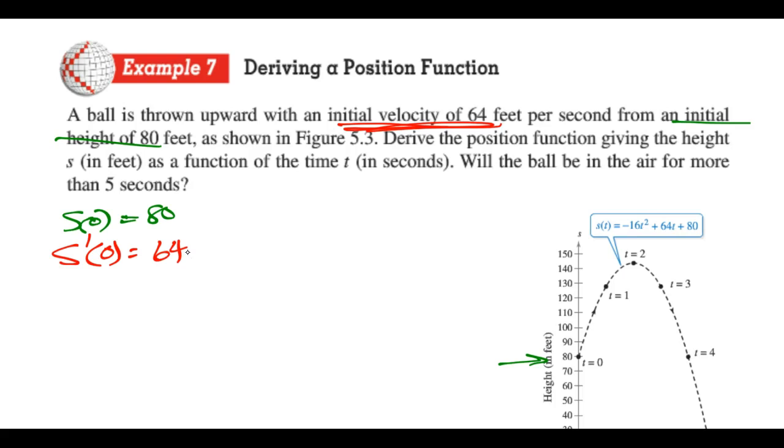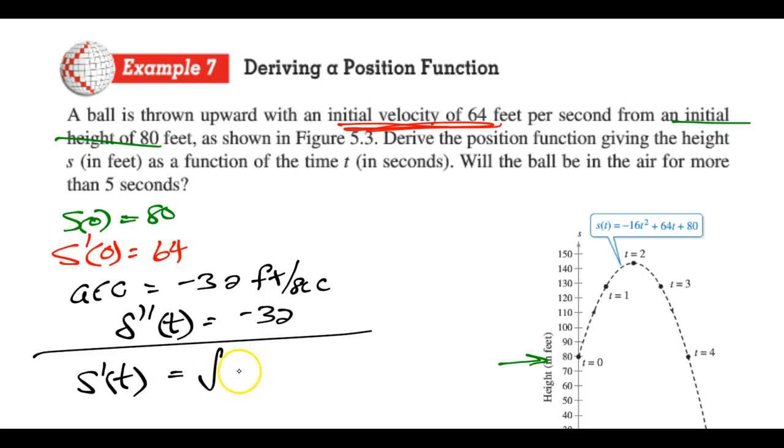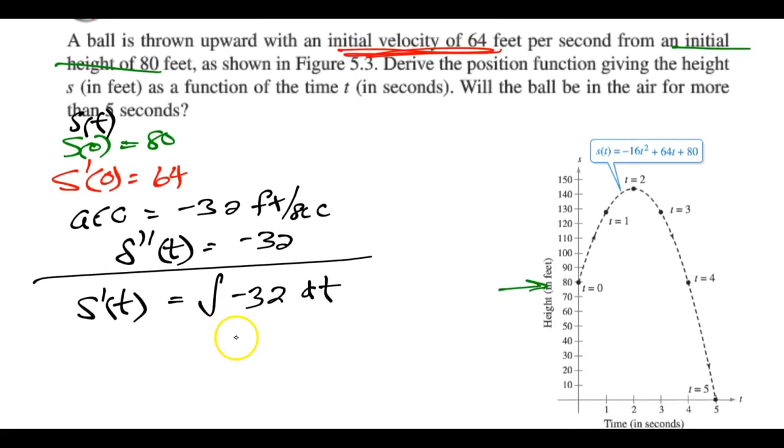And there's one more thing. Acceleration due to gravity is negative 32 feet per second squared. So we know that the second derivative is negative 32. So if I'm going to go back and write the first derivative function, I'll say, well, the first derivative is really the integral of the second derivative, which is negative 32 dt. So I'm doing s prime at time t. And if I integrate this, I'll get negative 32t.